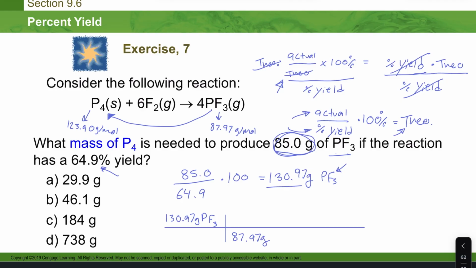We need to get that into moles, so we'll use the molar mass: 87.97 grams for every 1 mole of PF3. We will do a mole jump, going from moles of PF3 to moles of P4. So for every 4 moles of PF3, there is only 1 mole of P4. And we need to get back out of that because we are looking for the mass. For every 1 mole of P4 that we have, we will have 123.90 grams.